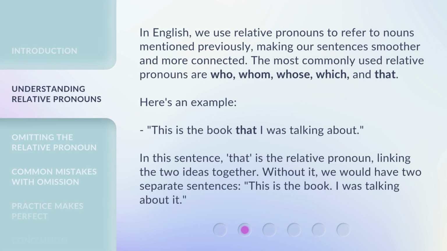In English, we use relative pronouns to refer to nouns mentioned previously, making our sentences smoother and more connected. The most commonly used relative pronouns are who, whom, whose, which, and that. Here's an example. This is the book that I was talking about. In this sentence, that is the relative pronoun, linking the two ideas together. Without it, we would have two separate sentences. This is the book. I was talking about it.